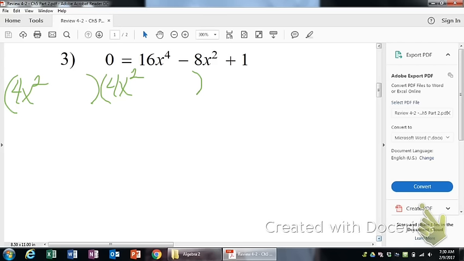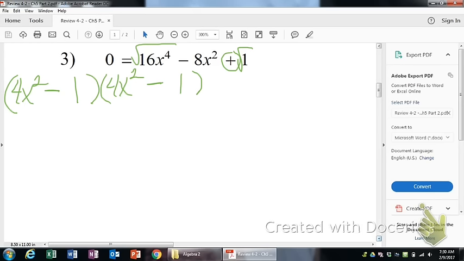Now, when I do that, I also want to square root the last term, so I square rooted this term, and I'm also going to square root this term to give you 1 and 1. This is a plus back here, so I have to have the same sign, so they're both subtraction. So I have 4x squared minus 1 and 4x squared minus 1. What you notice from here, both of these are perfect squares with a minus in the middle.